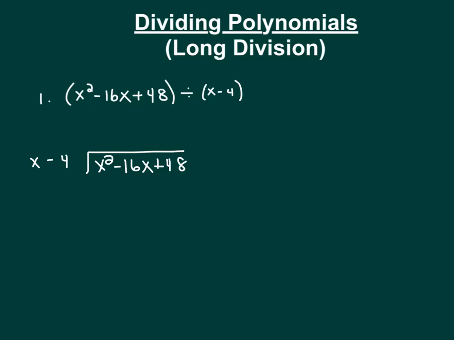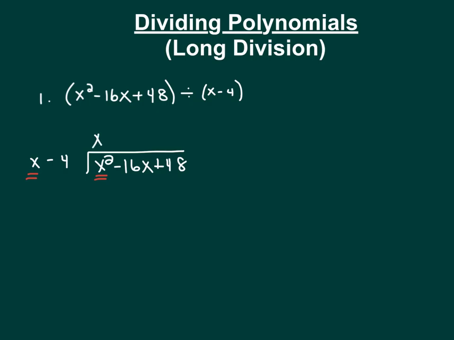Okay, so one thing I want to point out, you just want to make sure that the exponents here go in descending order. So you have your x squared term first, then your x term, and then you have your constant right here at the end. Okay, so how you start this is you look at the first term outside the division bar and the first term underneath the division bar, and you say to yourself, what can I multiply this x by to get an x squared? Well, x times x gives me x squared, so I'm going to put that x right up here.